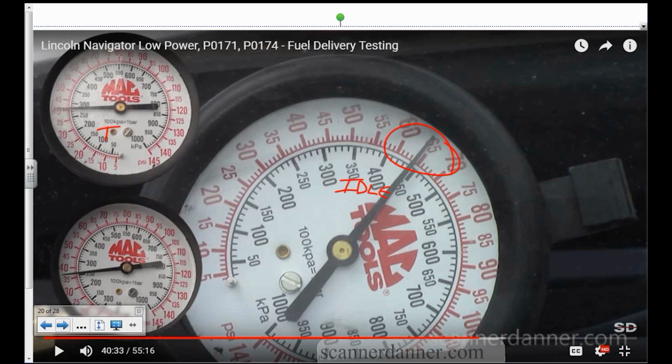What's this one right here? This was idle before. About 42 psi. Snap the throttle, drops down to about 36, 35, somewhere in there. 3-4 psi drop. Okay? Big time difference.